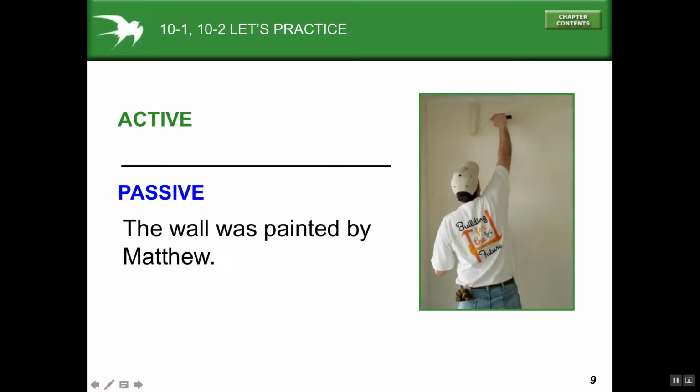Here's a passive sentence. "The wall was painted by Matthew." So what would the active version of that sentence be? All you have to do is take the noun that's after "by" and make it the subject, and take the noun that starts the sentence and make it the object. It looks like this. "Matthew painted the wall." Again, this past form of be indicates that we should keep the past when we make it active.